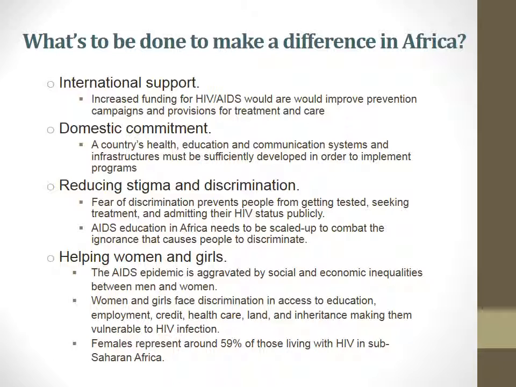What needs to be done to make a difference in Africa? One of the most important ways in which the situation in Africa can be improved is through increased funding for HIV/AIDS. More money would help improve prevention campaigns and provisions for treatment and care of those living with HIV. But in order to implement such programs, domestic commitment is needed. A country's health, education, and communication systems and infrastructures must be significantly developed.